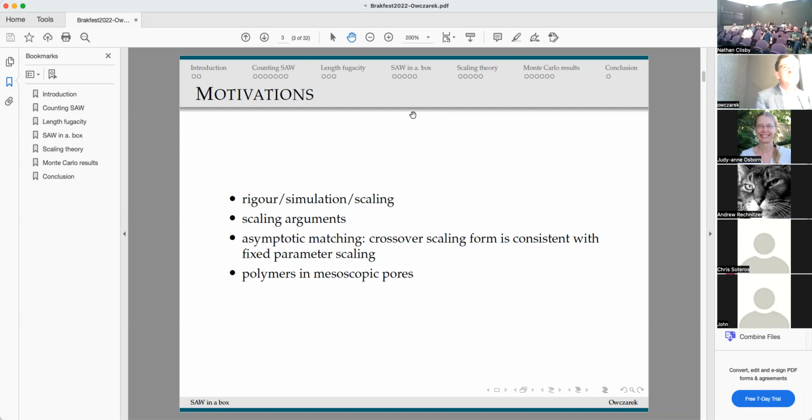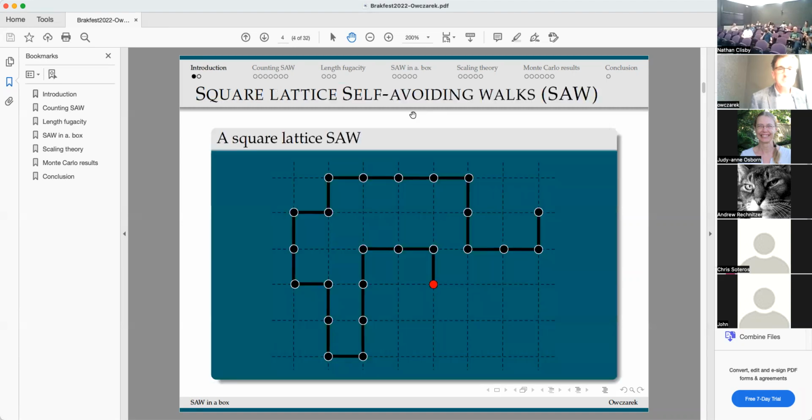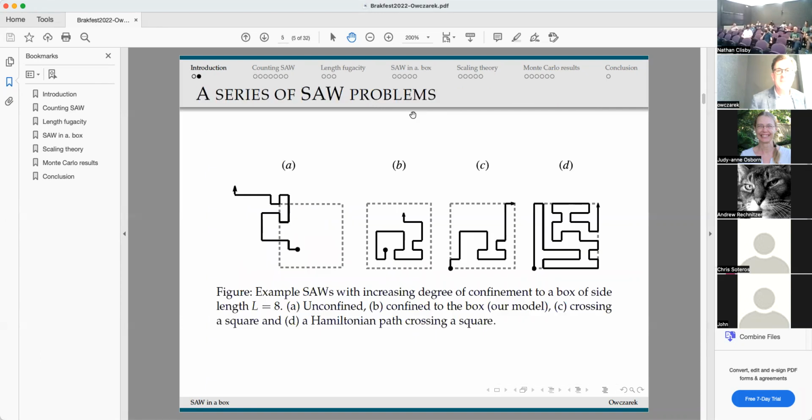The motivation for this particular problem, from a physical point of view, because we used to talk about physical motivation quite a bit, is about polymers in pores. It's also motivated by some recent work by Bucks and Enzo. There's a self-avoiding walk. We've seen it a few times.